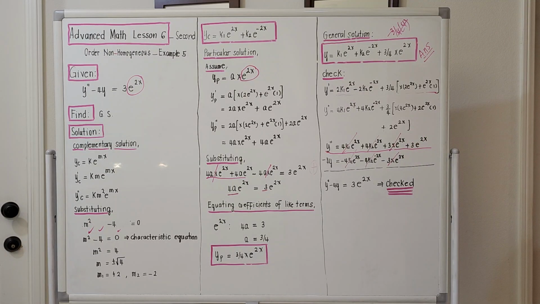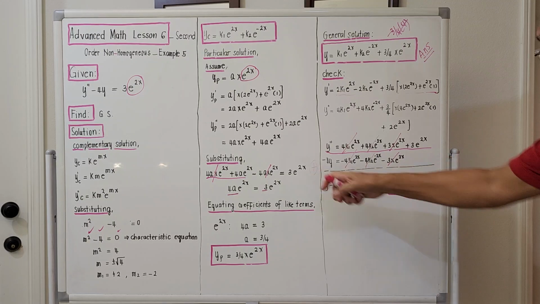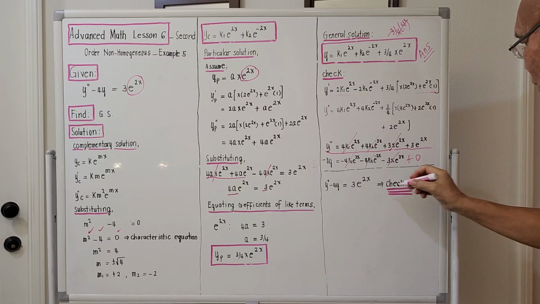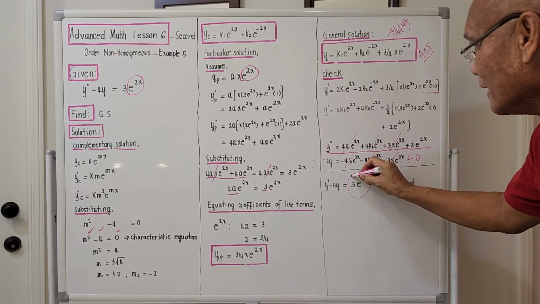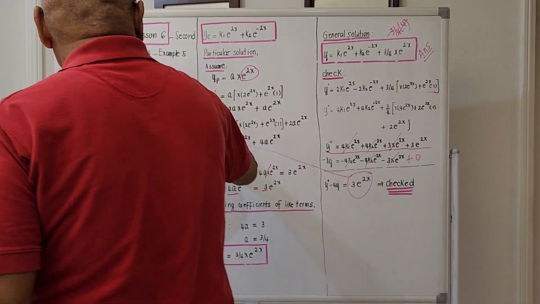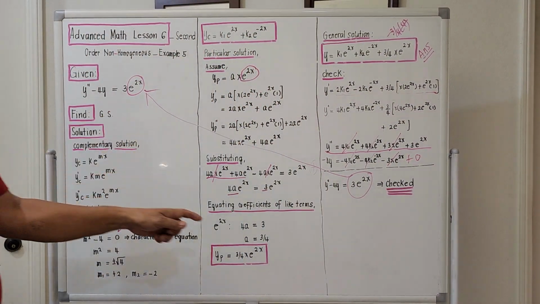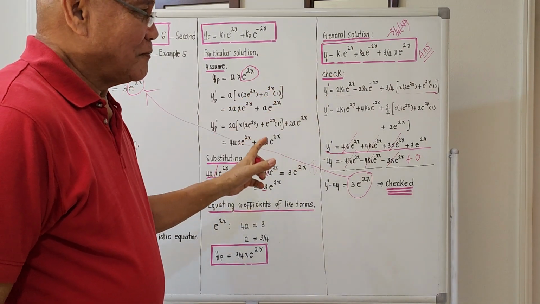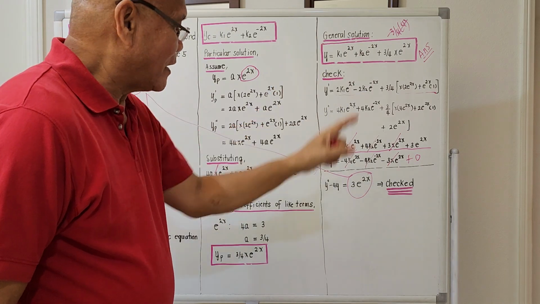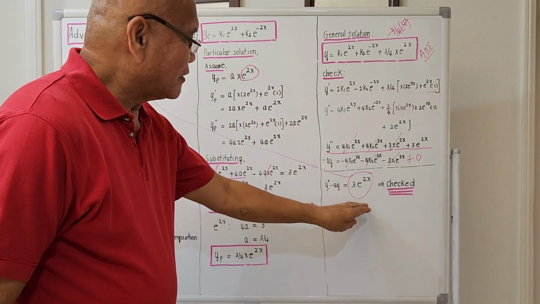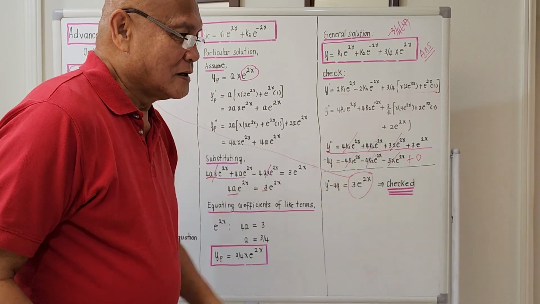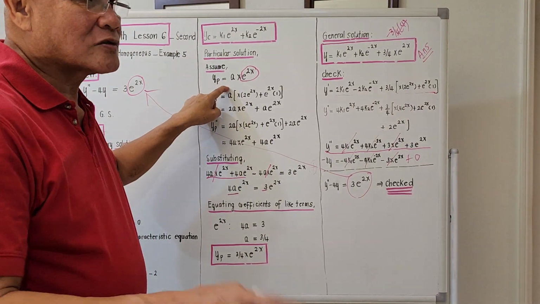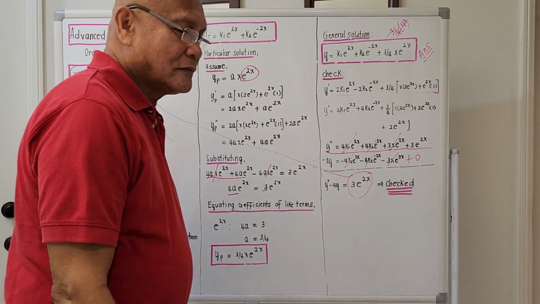So what remains will just be simply 3e to the 2x plus 0, which is 3e to the 2x. And this one here is similar to this, 3e to the 2x. So after taking the first derivative, we add the value of y after multiplying it by negative 4. What will come out on the right hand side is actually 3e to the 2x. Also, the significance of this is that the assumed particular solution was correct. That's the significance.